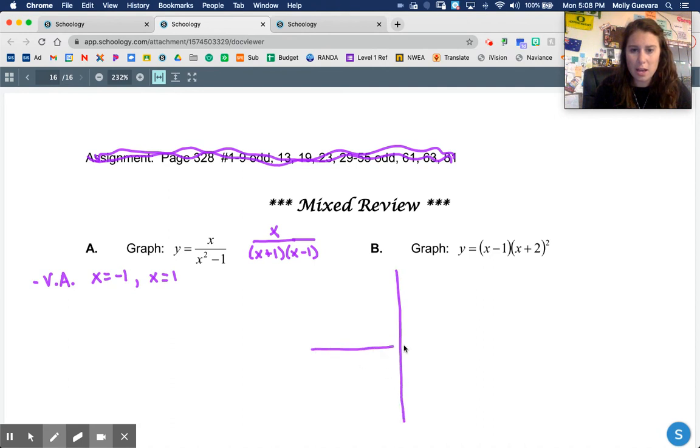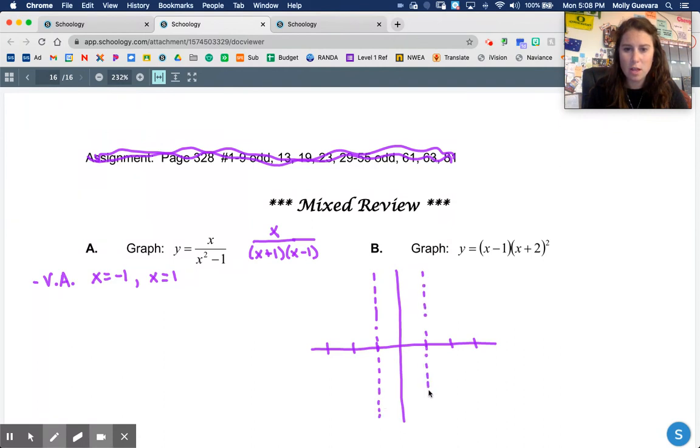And I would highly suggest maybe doing this on graph paper. I'm going to give it a shot, but no promises on the quality of my graphing here, okay? So that tells me I have a vertical asymptote at -1, and I have a vertical asymptote at +1.